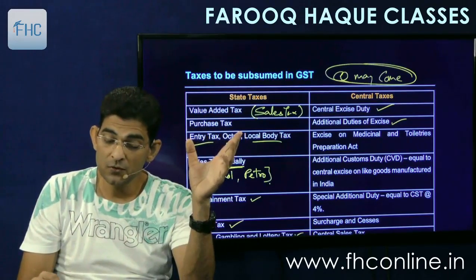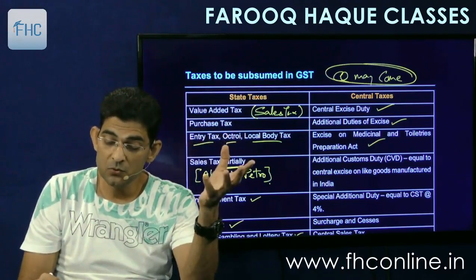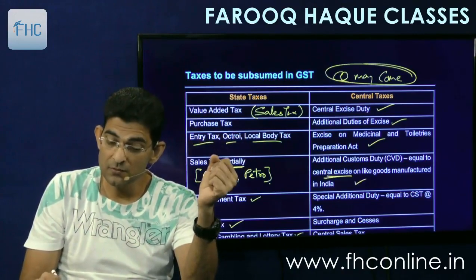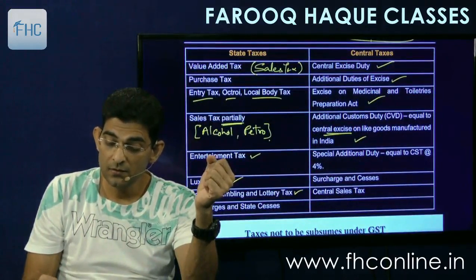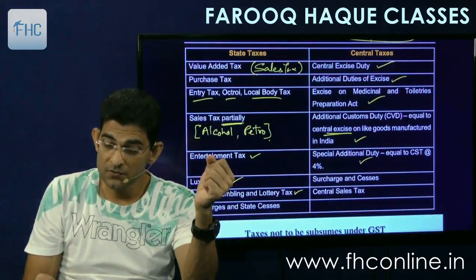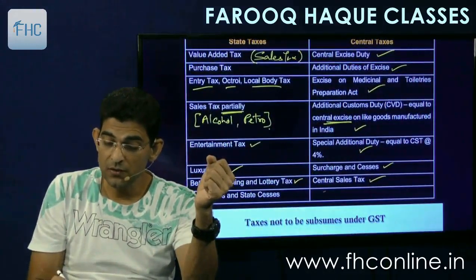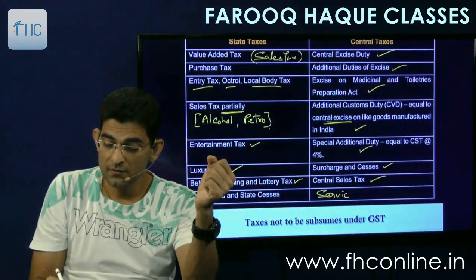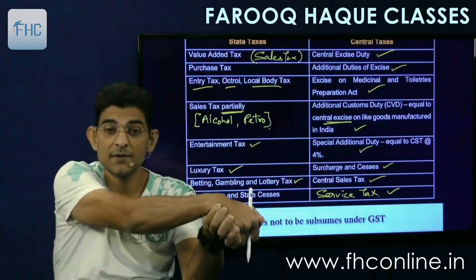Then excise on medicinal and toilet preparations act. Then there was additional customs duty equal to excise. This also you will understand in customs. And then special additional duty. This also you will understand in customs. Then surcharge and cesses, central sales tax, and service tax. We also write down service tax. So all these are subsumed in GST.